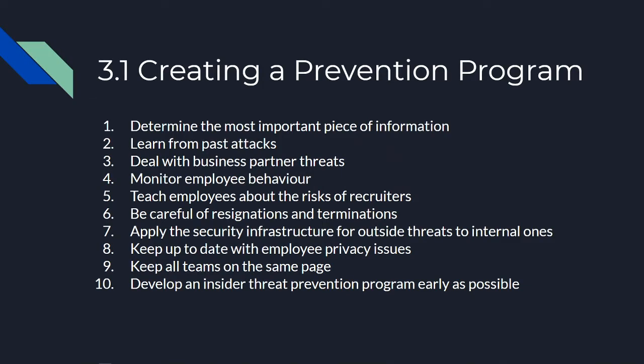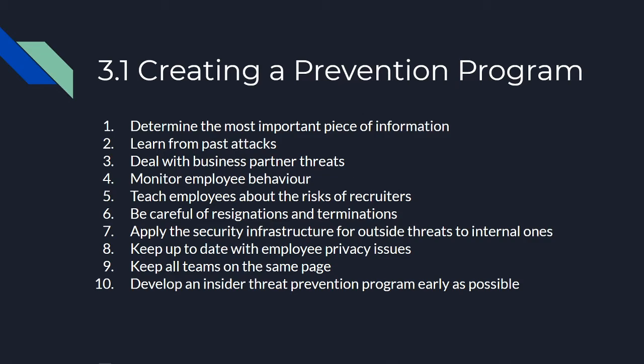So one of the most important things about dealing with insiders is creating a prevention program. Here we have 10 steps that would help build this prevention program. The number one step is probably the most important, which is finding which piece of information your company holds that is worth the most. All data is important, but whatever your company is based around, that should be your main concern of protecting. Part two is learning from past attacks. There's no better way to create a prevention program than seeing how other people have failed in the past in order to deal with their weaknesses.